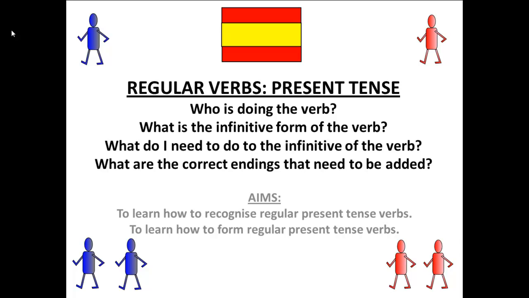Who's doing the verb? What is the infinitive form of the verb? What do I need to do to the infinitive of the verb? And what are the correct endings that need to be added? Our aims are as follows: to learn how to recognise regular present tense verbs, and to learn how to form regular present tense verbs.